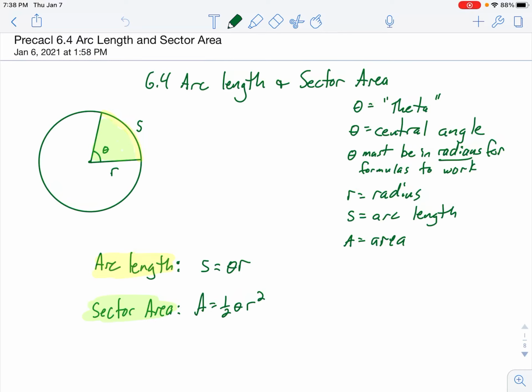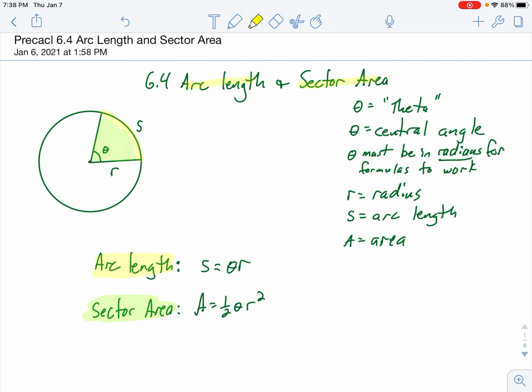Hello everybody. So we're starting a new topic today. I think you'll find it fairly simple and straightforward, short, easy to learn. We're essentially learning how to use two formulas. They are in the topics arc length and sector area.